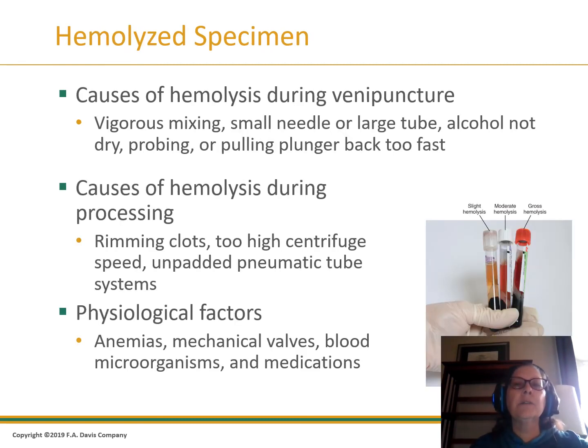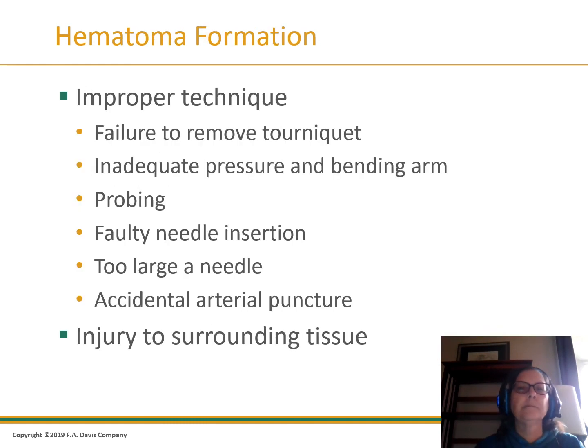This slide shows some things that can cause hemolysis: using a large vacuum tube with a small gauge needle, not letting alcohol dry, pulling a syringe plunger back too hard, pushing blood from a syringe into a vacuum tube. Most tubes that have hemolysis are due to poor phlebotomy technique, and a new sample must be collected.